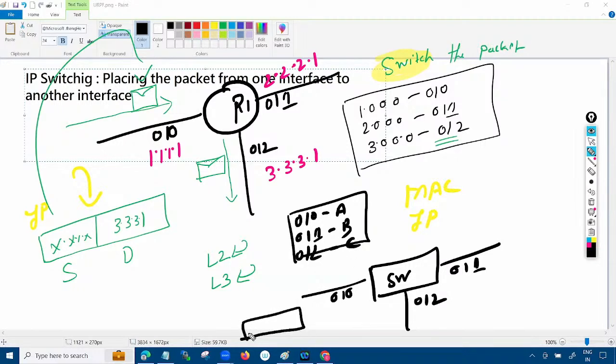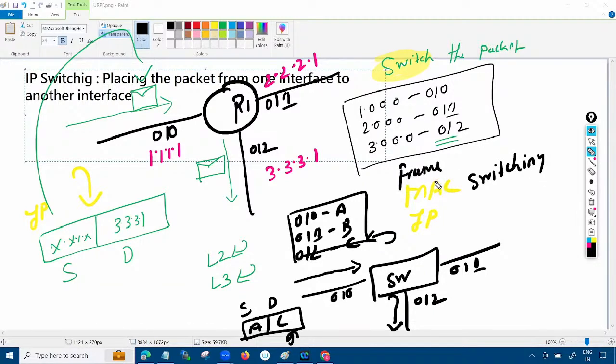So if I receive a frame where the source and destination are MAC A and MAC C, then what happens? I will receive the frame on this particular interface. I will look at the MAC table for the destination MAC, and it says 0/2. I will place the packet on the 0/2 interface. That's called what? MAC switching, or we can call it frame switching, right? But right now, the packet that we have is an IP packet. That's why it's called an IP switching mechanism. IP switching means placing the IP packet from one interface to another interface.